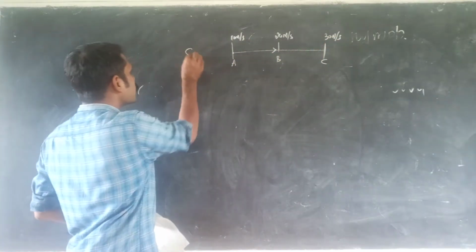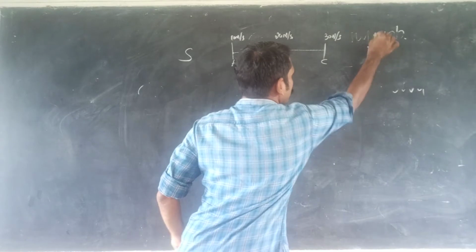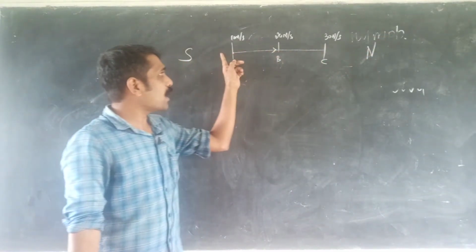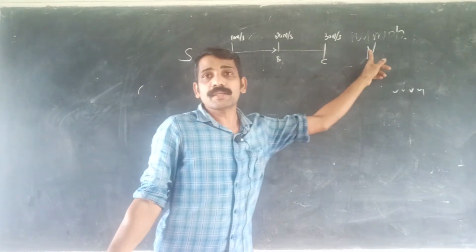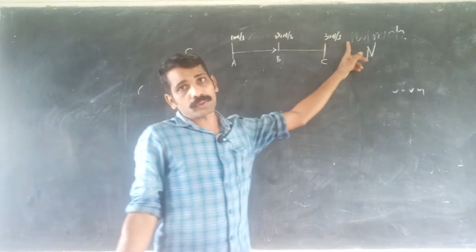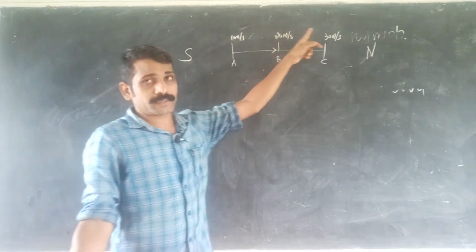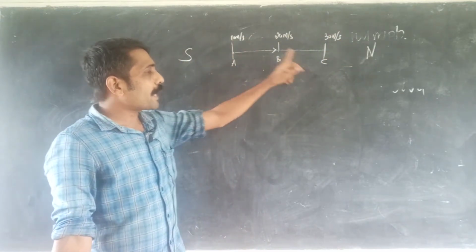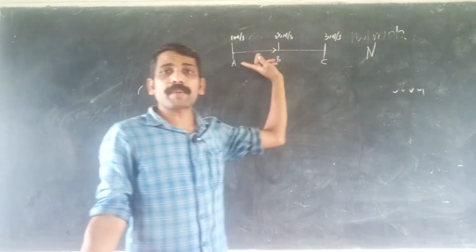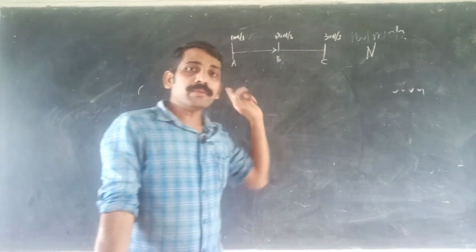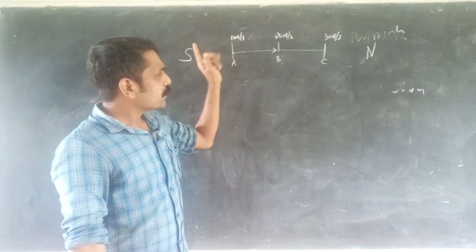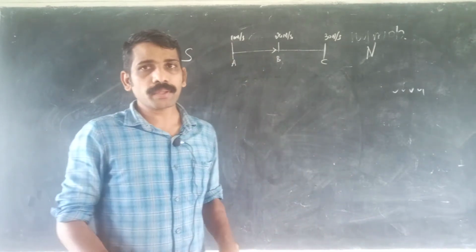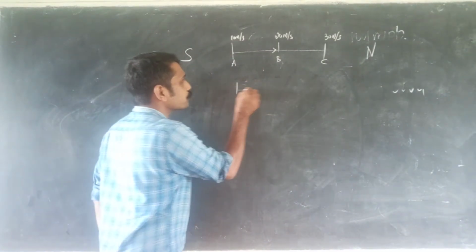Suppose it is south direction and it is north. But direction does not change. Always it is traveling towards north, but magnitude changes. So here direction does not change, but magnitude changes. Even though direction does not change, if magnitude is changing, the velocity changes. Okay, next case is what?